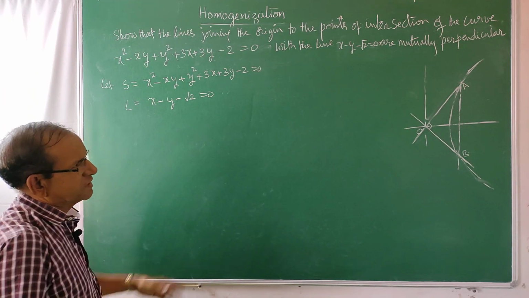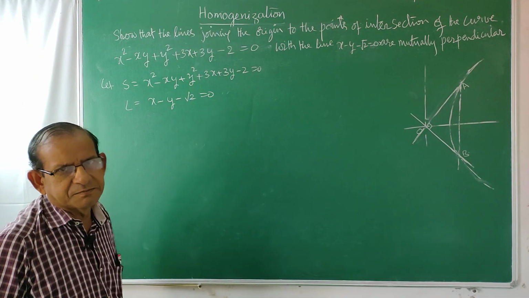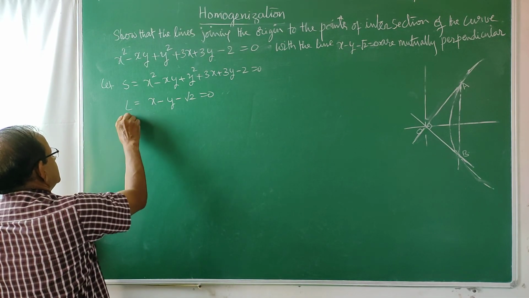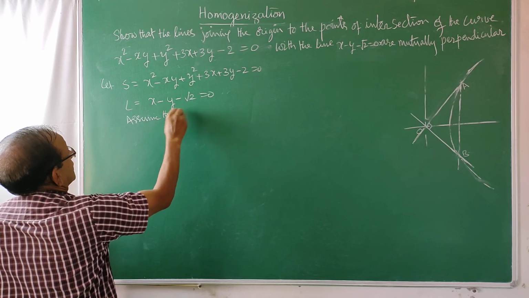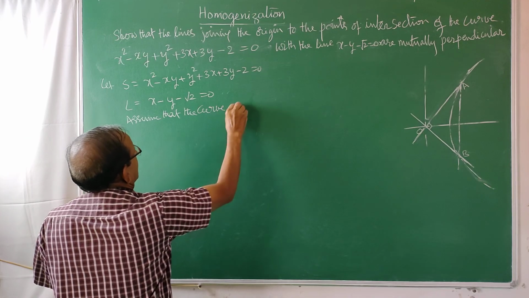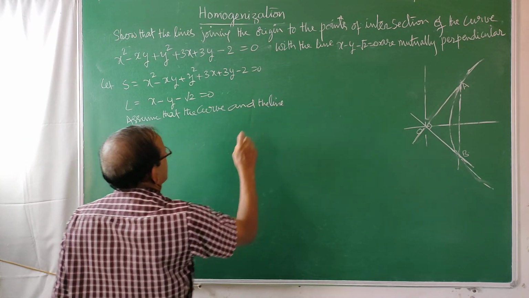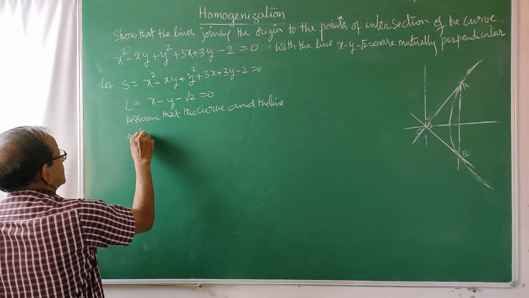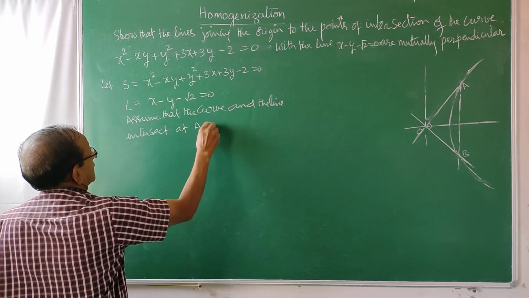Now let us assume that the curve and the line intersect at A and B.